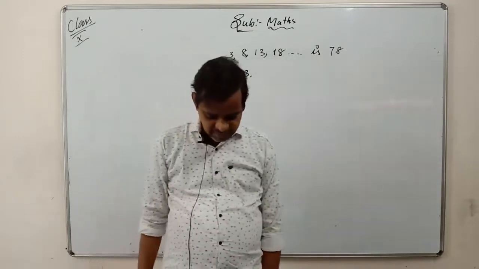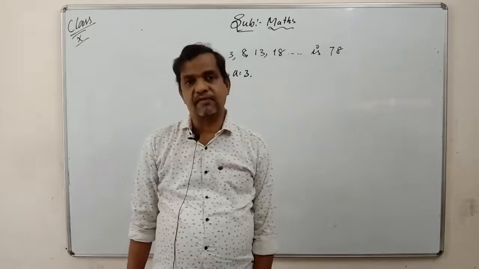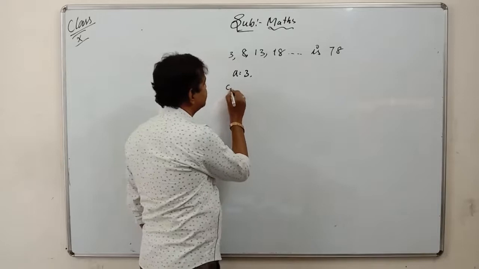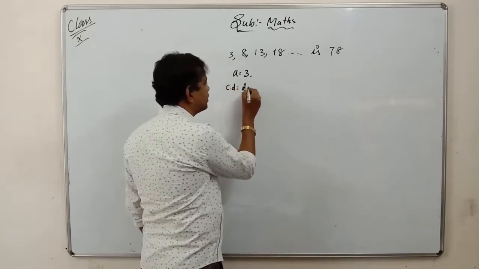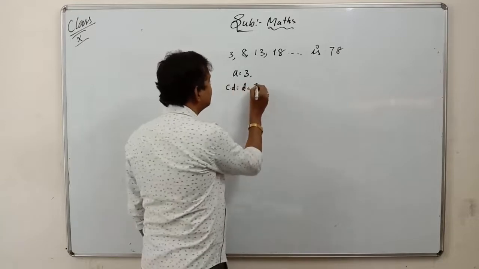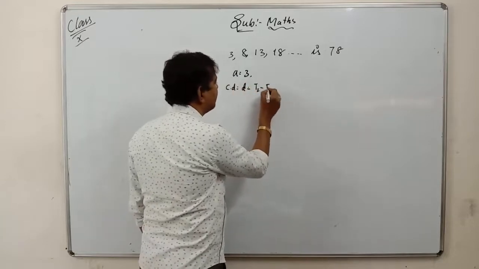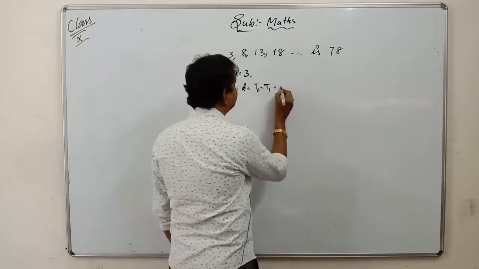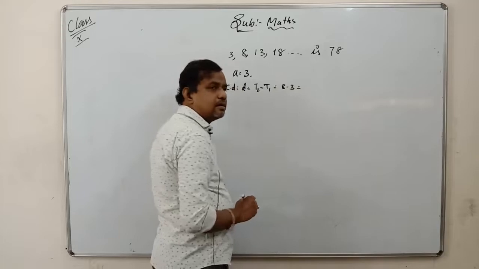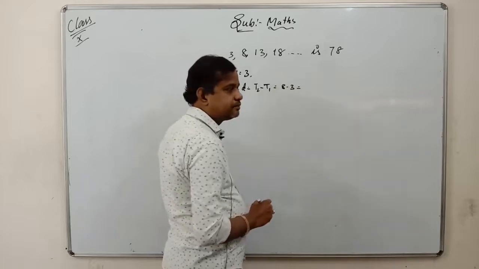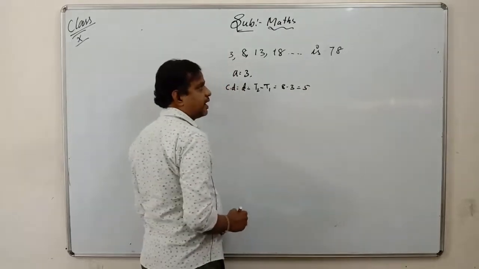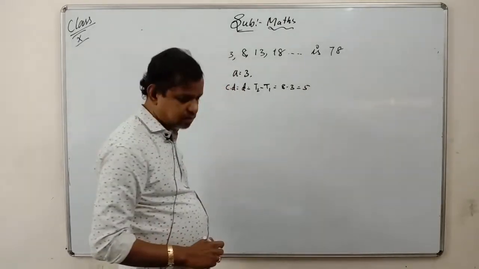He has given the first term as 3, and the common difference? So how to find the common difference? I told you how. The common difference is CD, or you can write d also. So d equals how much? T2 minus T1, you can write it. This equals 8 minus 3, that is 5. So d equals 5 here.